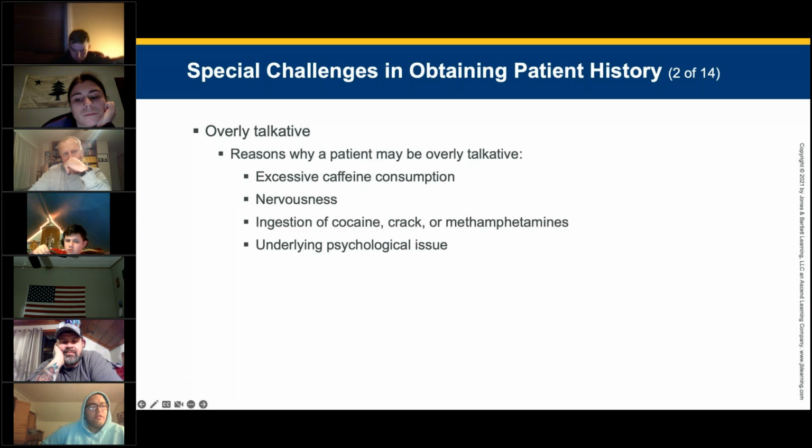Overly talkative. Excessive caffeine consumption. They might be nervous. They may have had some kind of drugs, such as cocaine, crack, methamphetamines. They might have an underlying psychological issue. If they're overly talkative, that could be a clue. May not always be, but it could be.